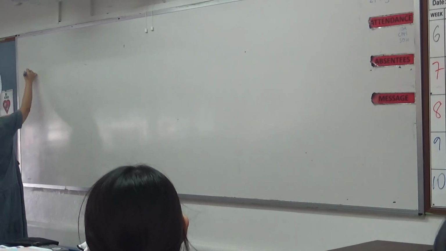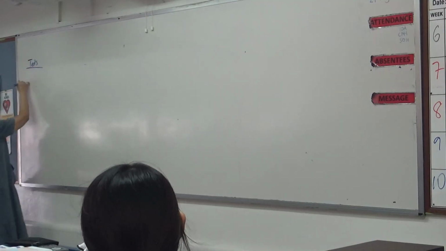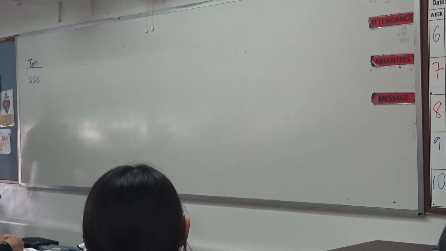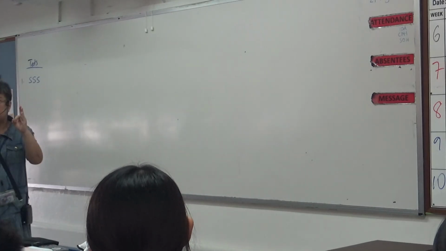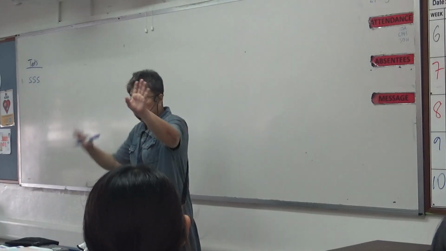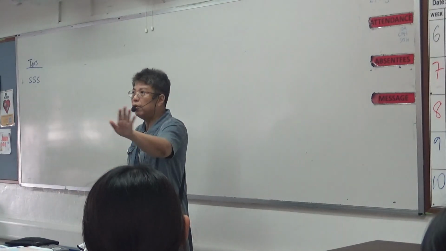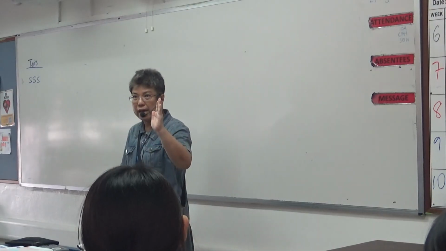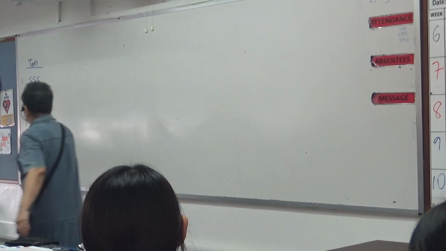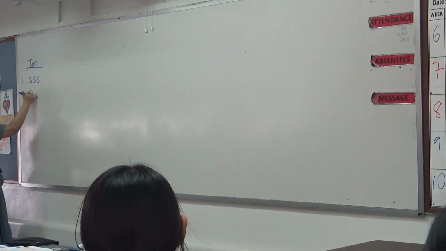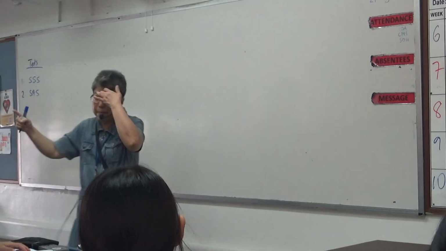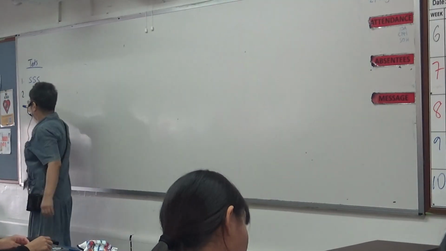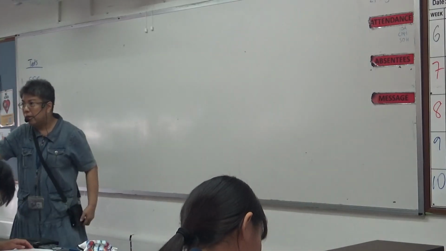Now, the congruency tests, I have 4. First one is the SSS, side, side, side. That means if you can prove that 3 sides are equal, the corresponding sides are equal, then the angles will be confirmed equal already. You don't need to prove them. So SSS test. Okay. Next one is the SAS. As the name suggests, it's side, angle, side. But this one is important. The angle must be the included angle. Included means what? Sandwich.